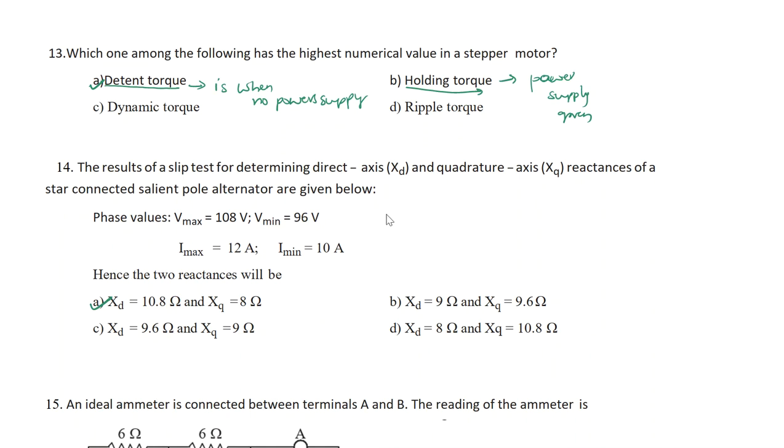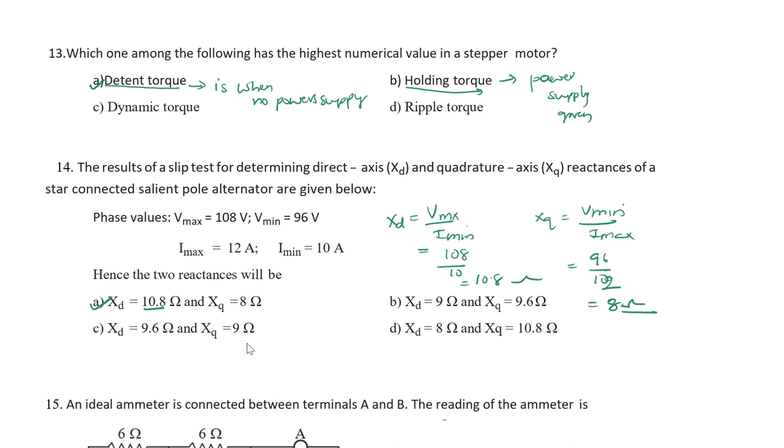So I will write the formula here. First we'll find the Xd. The formula for Xd is Vmax by Imin. Xq will be Vmin by Imax. So Vmax is 108 by 10, which is 10.8. So one you got the answer. Xq will be 96 divided by 12, sorry, 12. So it is 8 ohms here. So answer is D. Okay, next question.